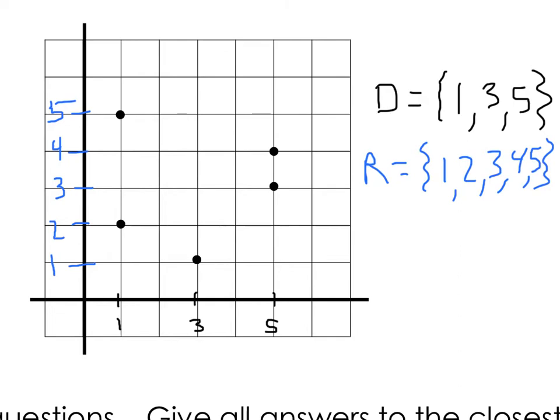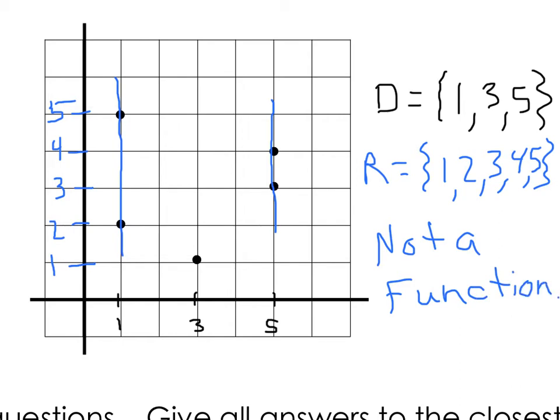Is this a function? For every x, is there one and only one y? How about here? We have x is 5, y is either 3 or 4. How about here? We have x is 1, y is either 2 or 5. It is not a function. It fails the vertical line test. Let's abbreviate that. VLT, vertical line test.